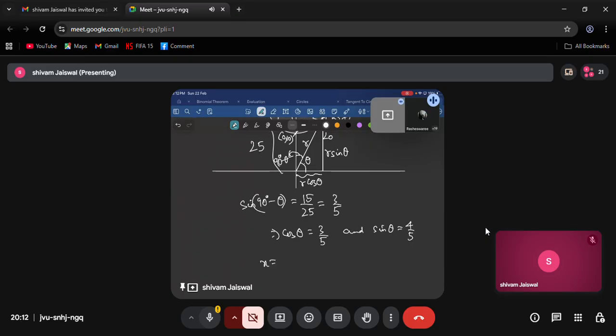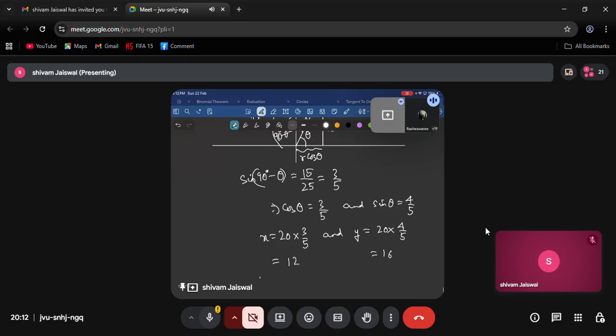So what is x? X is equal to r cos theta. R is 20. 20 into 3 by 5, and y is equal to 20 into 4 by 5, that is r sin theta. That gives us 12 and 16. For the complex number z, it is 12 plus 16 iota. I hope it is clear to everyone.